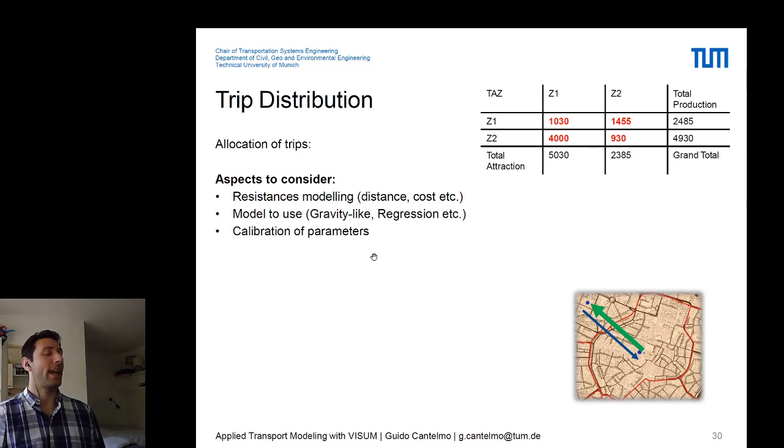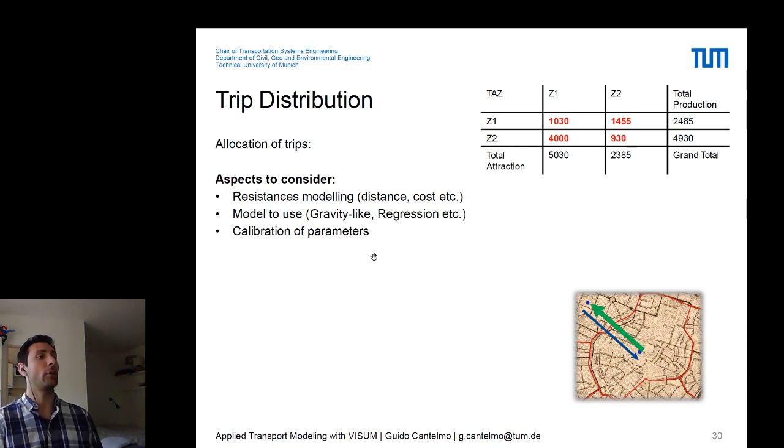How do we calculate these distributions? How do we know that 4,000 people are going to zone 1 and 1,000 people are staying in zone 2? Mostly with assumptions. Once again, the more data we have, the less we need strong assumptions. If we really don't have data, we need really strong assumptions.